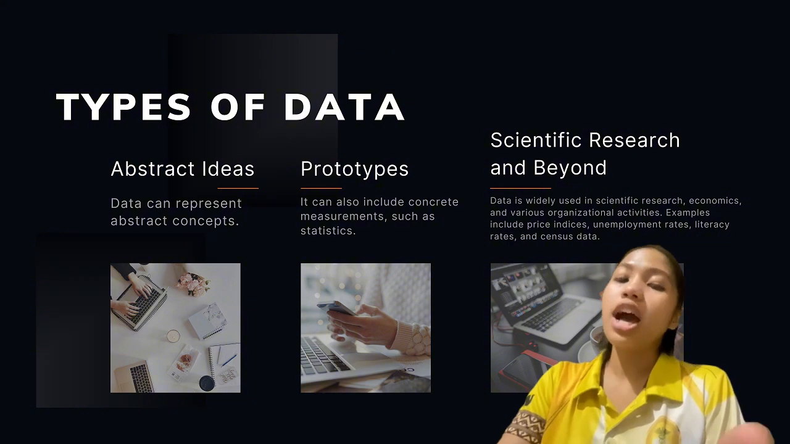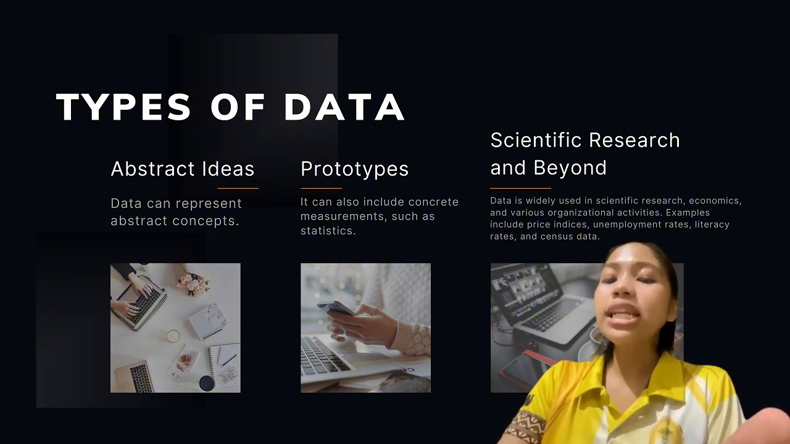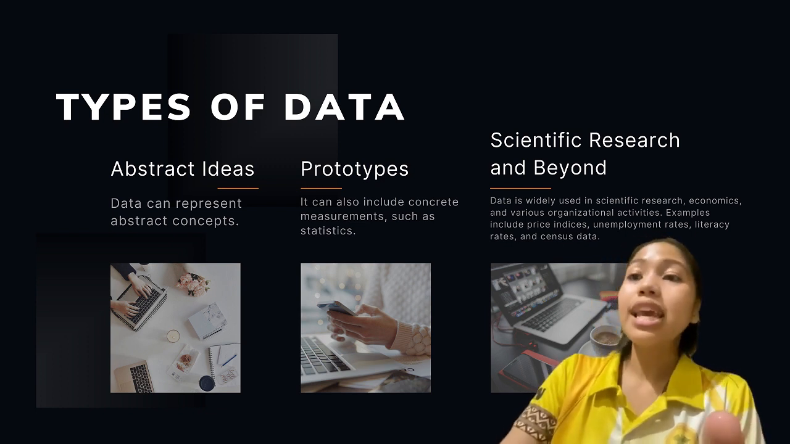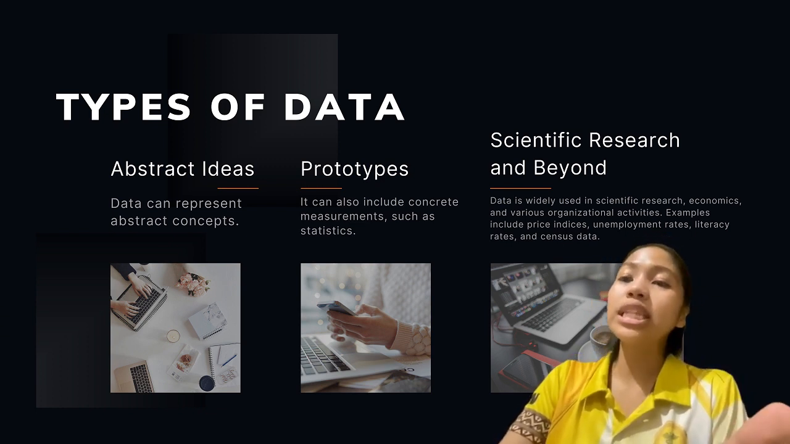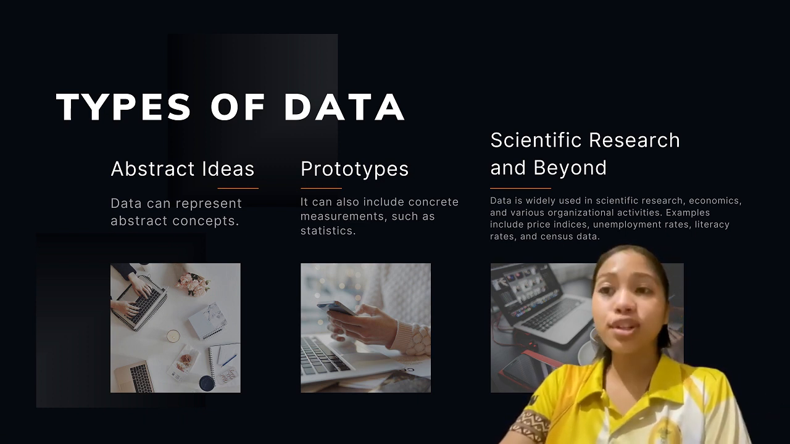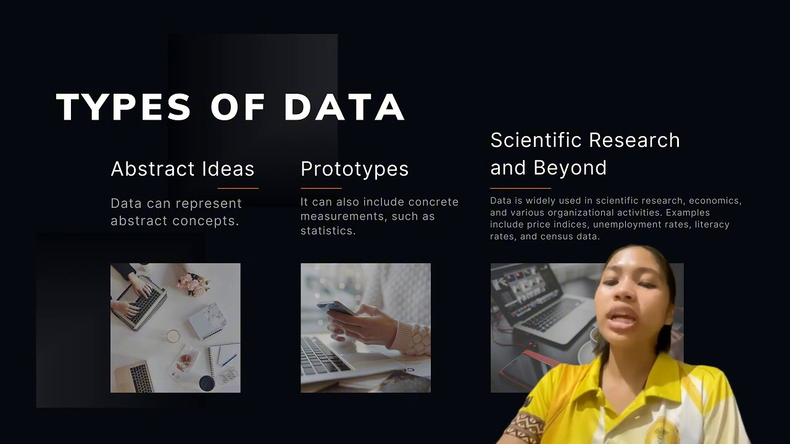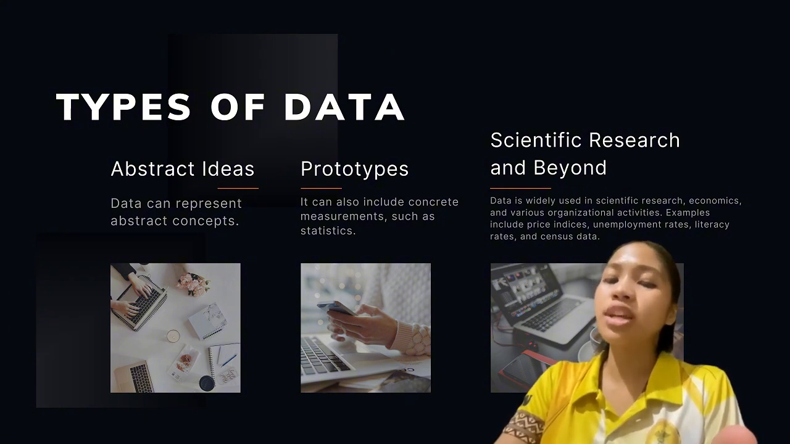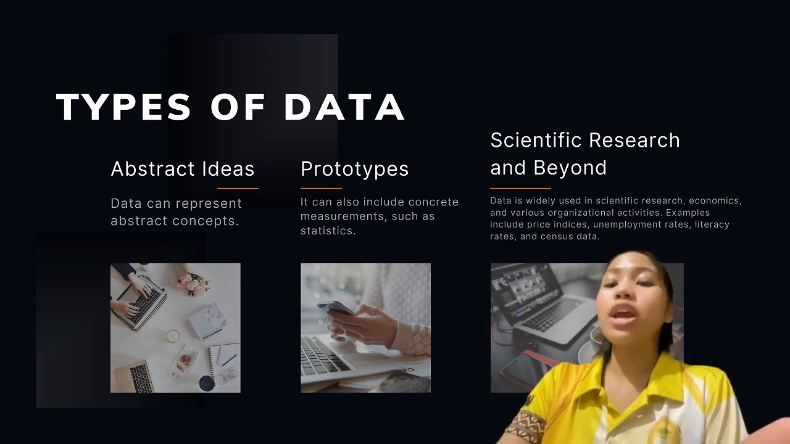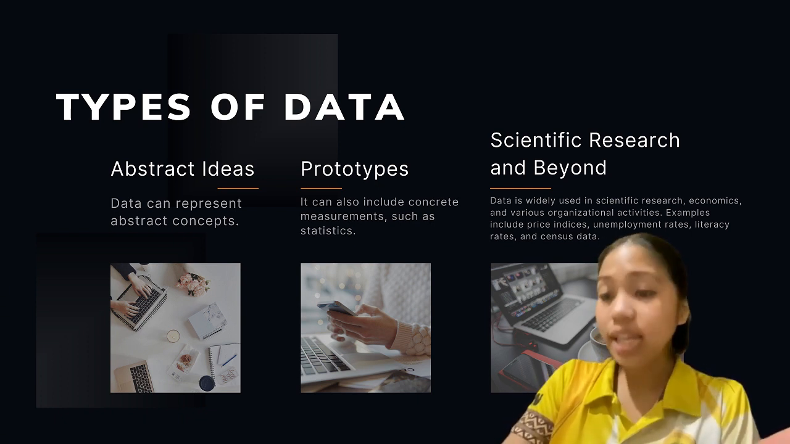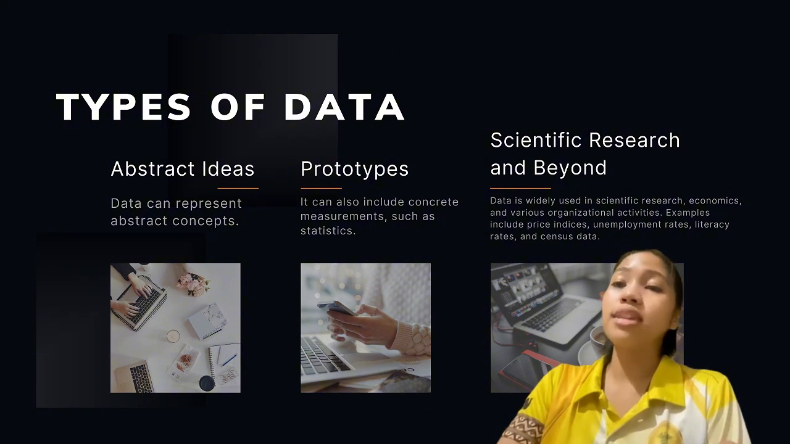Types of data. Abstract ideas. Data can represent abstract concepts. It can also include concrete measurements such as statistics. In scientific research and beyond, data is widely used in scientific research, economics, and various organizational activities. Examples of this are the price indices, unemployment rate, literacy rate, and census data.